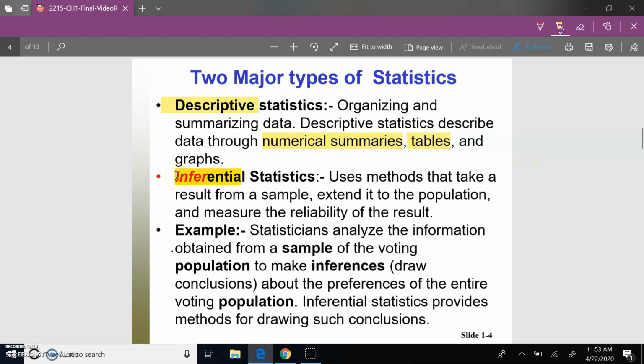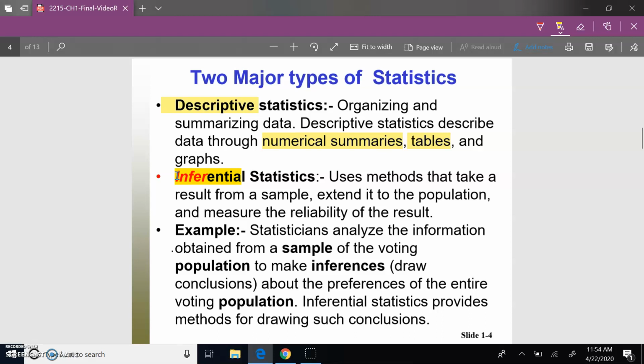If you look at the word infer in the dictionary, it means to draw a conclusion. So what we do in inferential statistics is we take a sample and we use the result of that sample and extend that result to the entire population. We study a sample, and then we try to predict, we try to conclude something about the population.